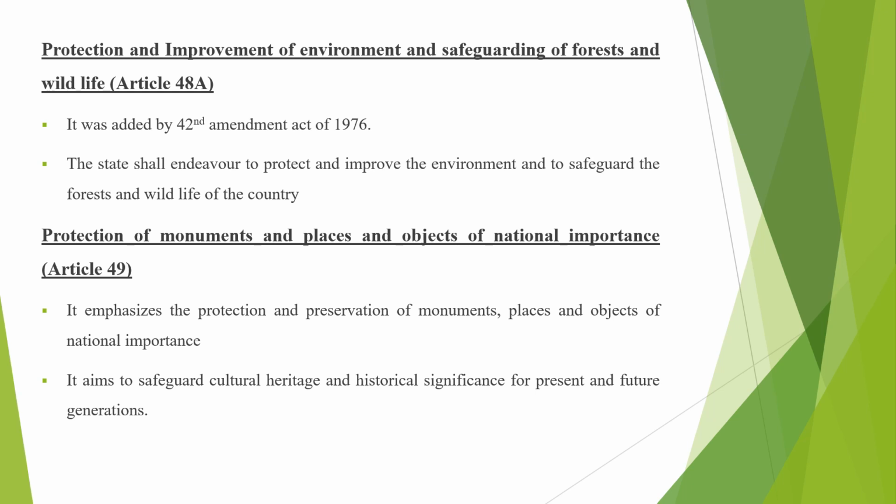Article 49 talks about protection of monuments and places and objects of national importance. This article says that the government should protect and preserve monuments, places and objects that are of national importance for our country's heritage and history. So what does that mean?